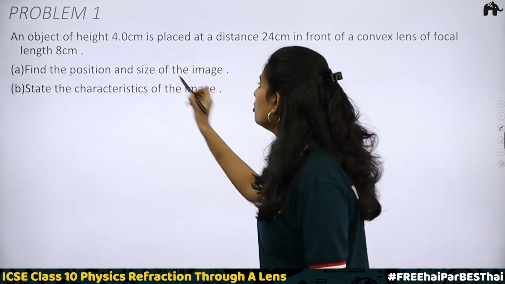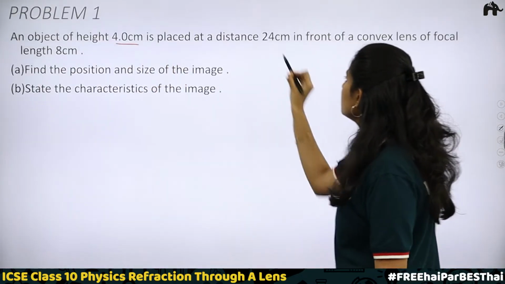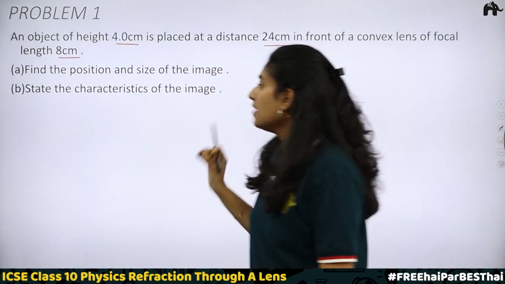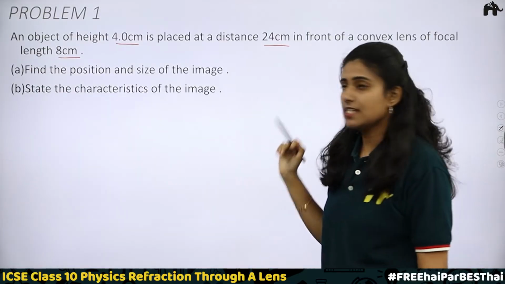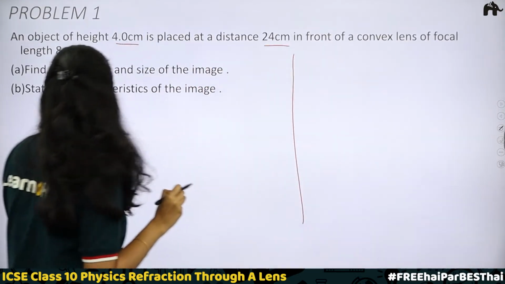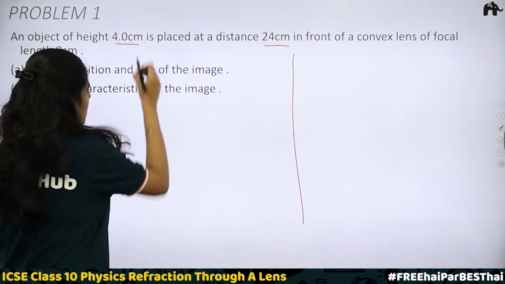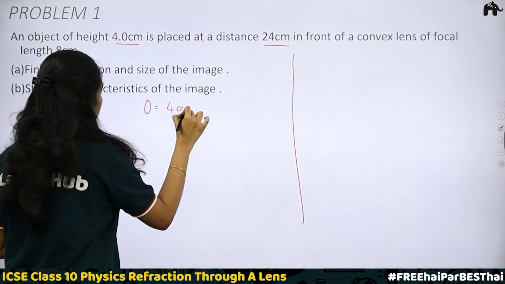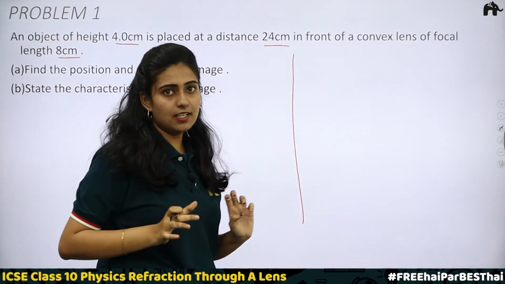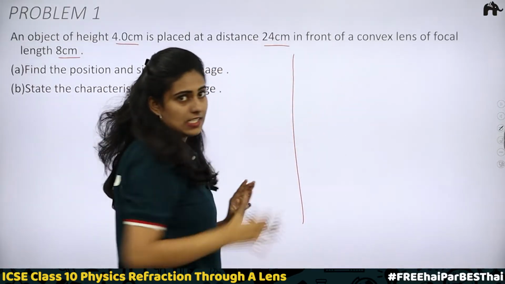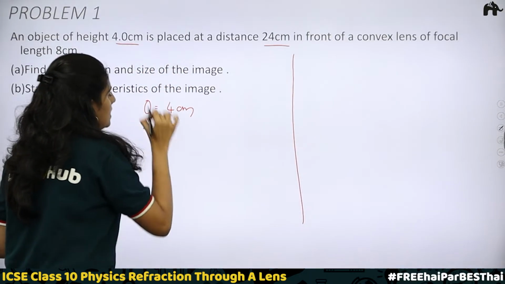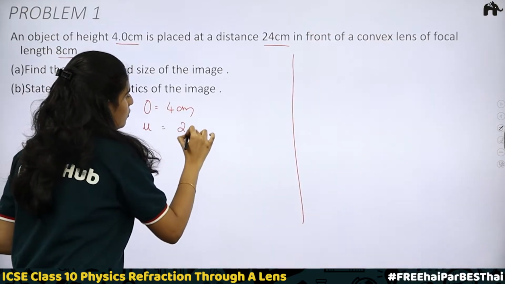An object of height 4 cm is placed at a distance 24 cm in front of a convex lens of focal length 8 cm. Find the position and size of the image. Second part, state the characteristics of the image. Given, object height O is equal to 4 cm. It is placed in front of a convex lens at a distance of 24 cm, which means the object distance U is 24 centimeters.